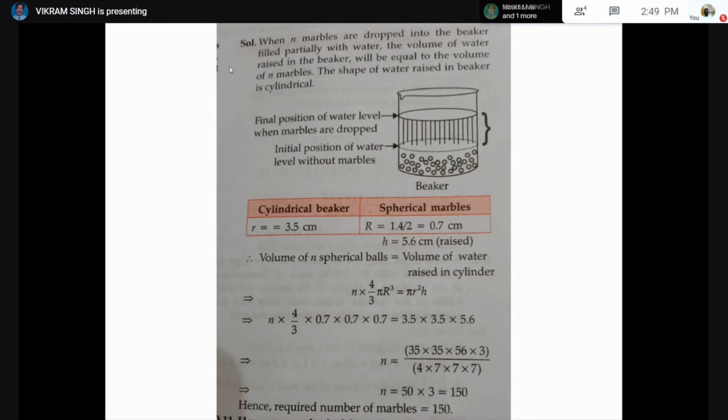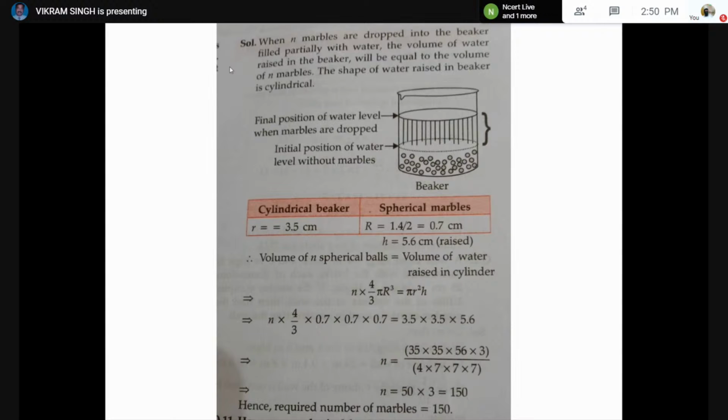So automatically the formula of the volume we are using for the sphere is 4 by 3 pi R cube, where capital R is the radius of that marble, equals pi r square h, where small r is the radius of the cylinder. So after putting all the values, 4 by 3, 0.7, 0.7, 0.7, this is equal to 3.5, 3.5 and 5.6.